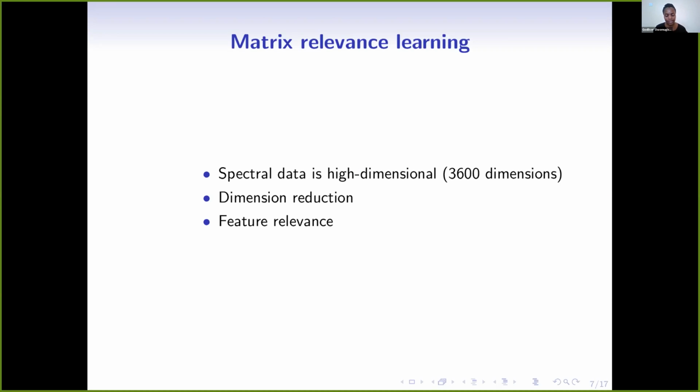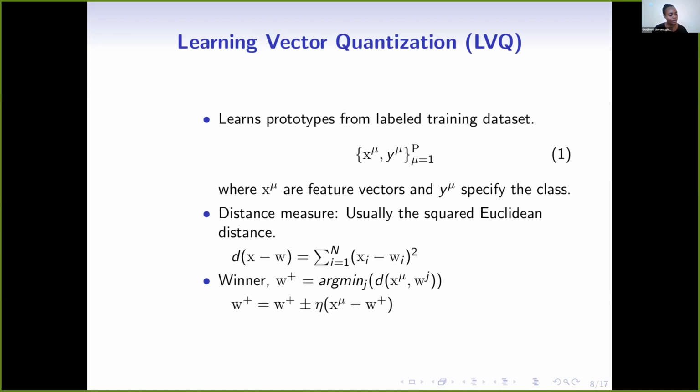So we wanted to learn these metrics, like given a spectrum, which metrics or which features are more important for this spectrum that relate to the disease? So I think I'll be a bit faster.